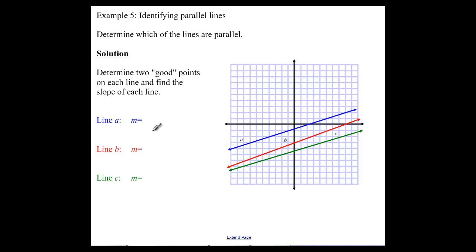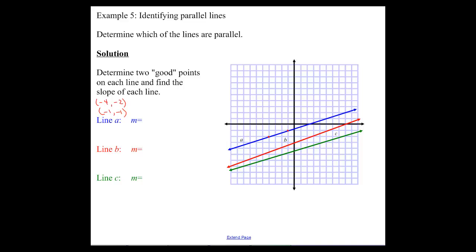So let's start by looking at line A. Can we find the slope of line A? Well, let's look for two good points. I would say that the point negative 4, negative 2 is a good point. I'm going to write that over here, negative 4, negative 2. And I would say this one right here, negative 1, negative 1.